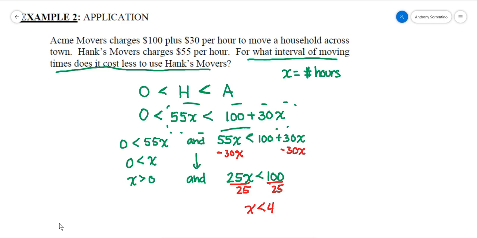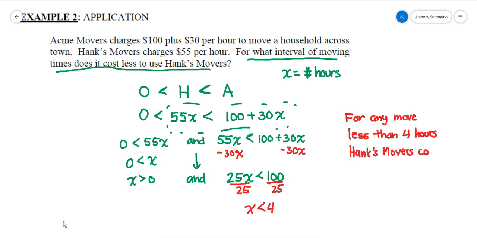So basically, for any move less than 4 hours, Hank's Movers cost less than Acme Movers. If it takes 4 hours for you to move, they would both be charging you the same amount. If it's over 4 hours, then Acme would start being cheaper than what Hank is charging you. So that's how you would make a decision. If you could figure out how many hours you think it's going to take you to move, that would help you figure out who to go with if you want to save money.